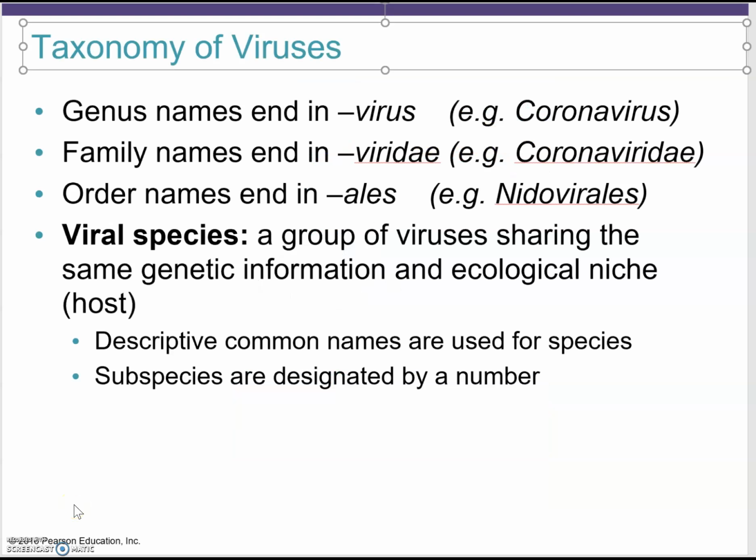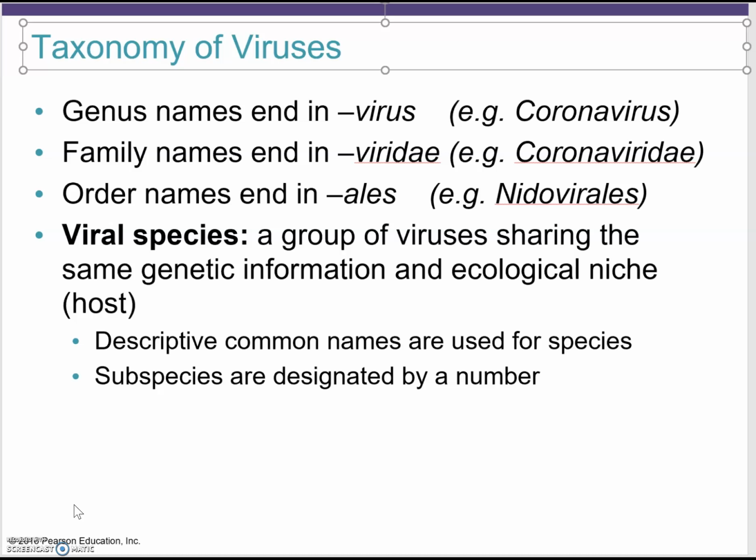Next, we're going to take a look at the taxonomy of viruses. It's a little bit more difficult to define species and then name these species and sort them together with families and orders and all of the things that we normally do for, let's say, animals. With viruses, it's all by genetic material basically, and by the niche that they occupy, the ecological niche. But nevertheless, you can group viruses and give them a genus name that will be ending in virus.